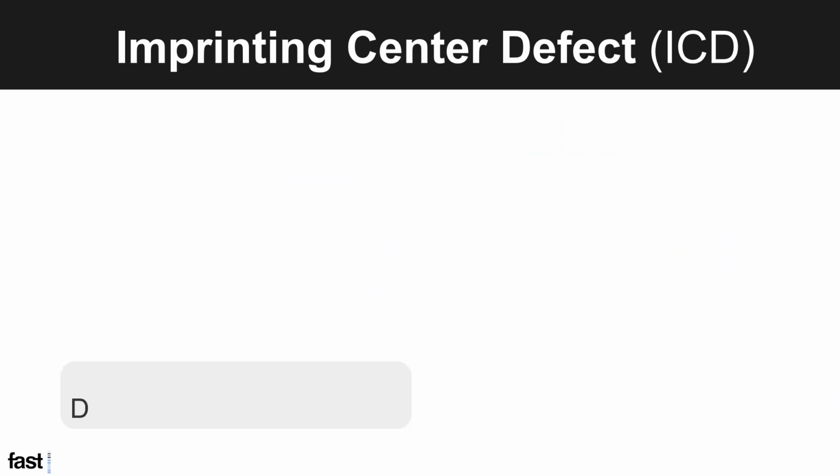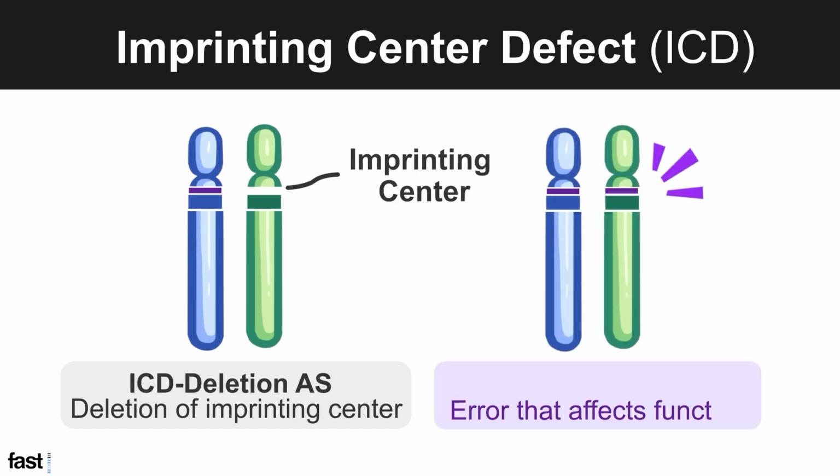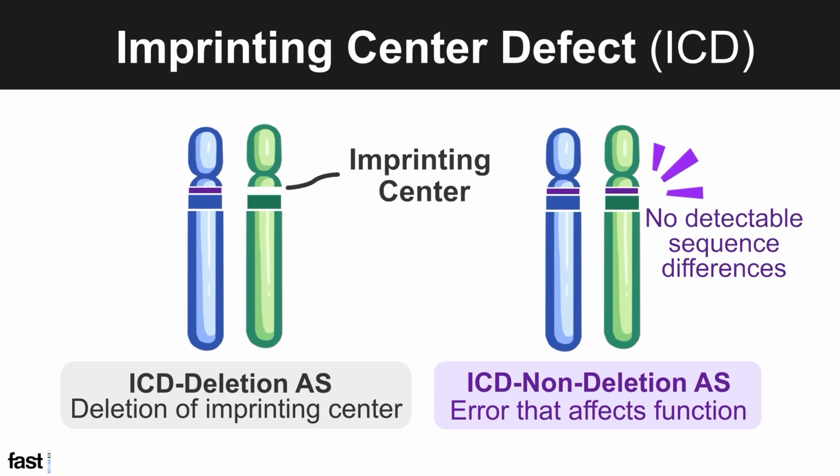ICD can be caused by either a deletion of the imprinting center, called ICD deletion AS, or an error that affects the function of the imprinting center, called ICD non-deletion AS. In ICD non-deletion AS, the imprinting center does not have any detectable sequence differences, but is still not functioning correctly, resulting in the maternal UBE3A gene being turned off when it should be on.